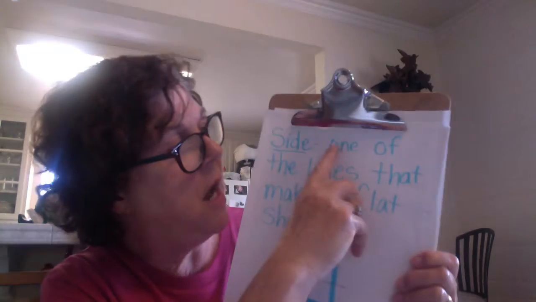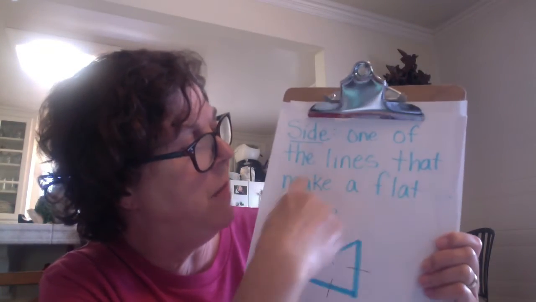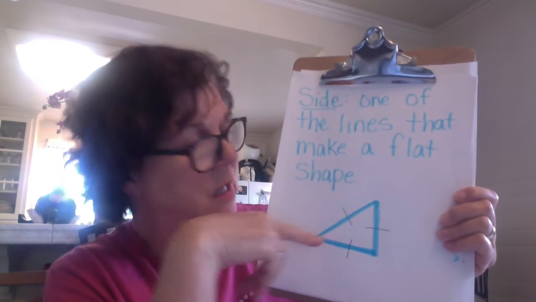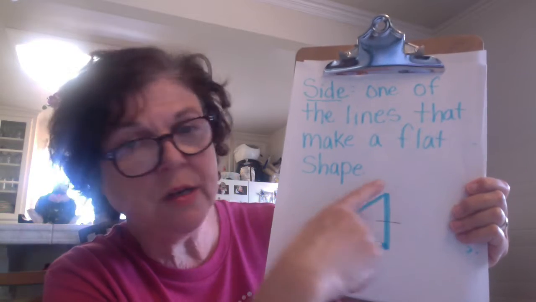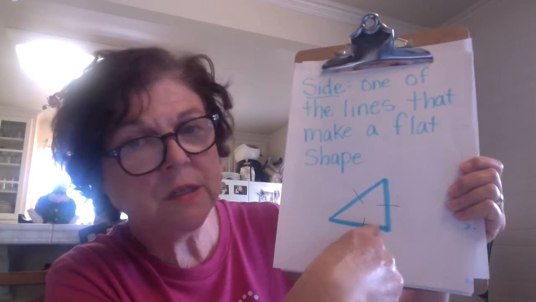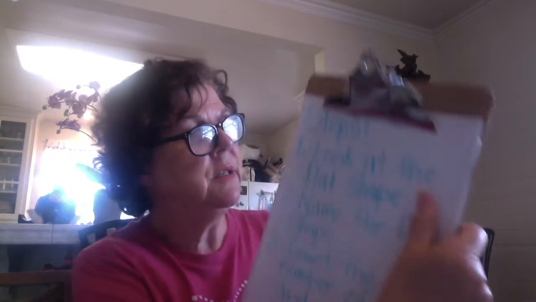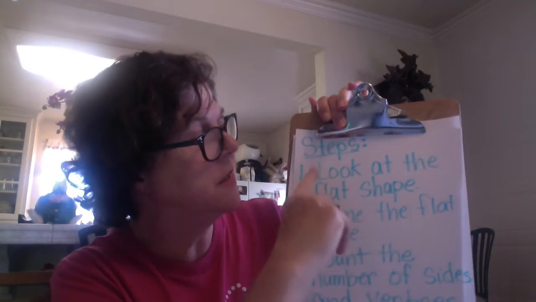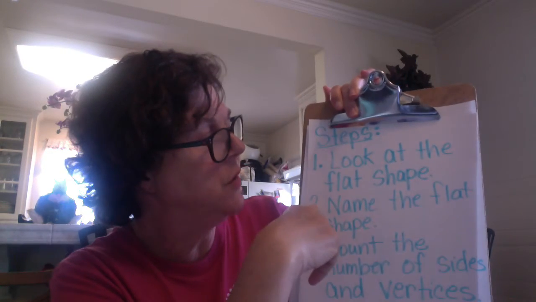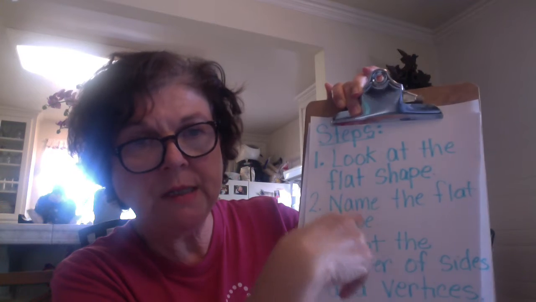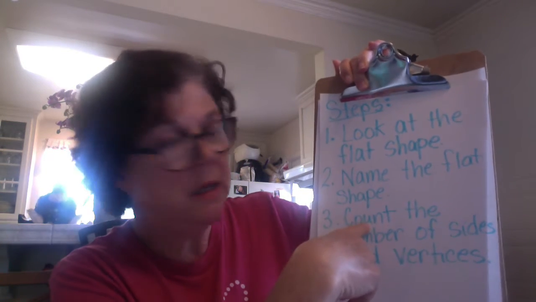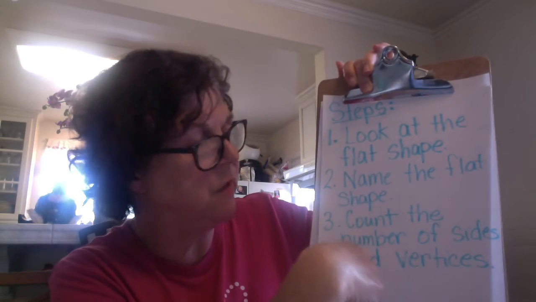Okay. Then our next word we need to know is side. Side is one of the lines that make a flat shape. Okay, you see that I have little lines across these because this is one side, 2 sides, 3 sides. It's 3-sided. Then we usually have steps when we're doing a math lesson. Number one is to look at the flat shape. Number 2 is name it. Number 3, count the number of sides and vertices.